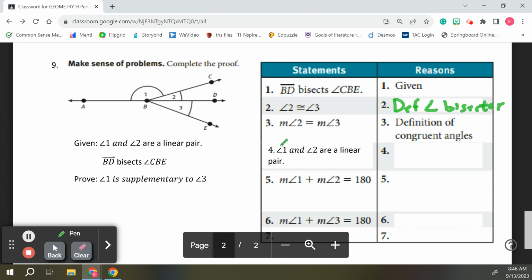Now we have angle 1 and angle 2 are a linear pair. Well, what's that? It is not. What? It's given to us. It's right here. So that's our second given. So they split the given in this case. She said she split it. Yeah, smart. Okay. So now that we know that they're a linear pair, we have the measure of angle 1 plus measure of angle 2 equals 180. And what is it? You said it. You said it. Linear pair theorem. Very good.